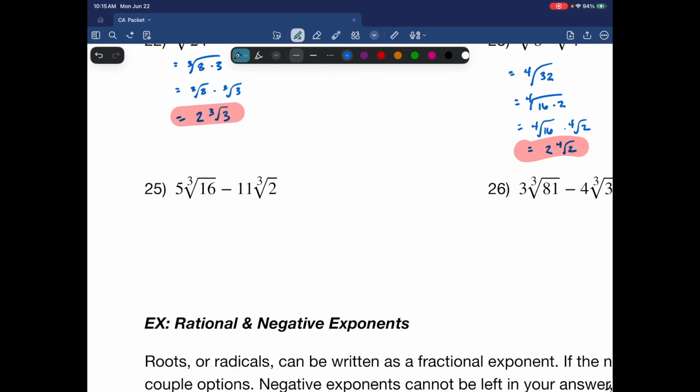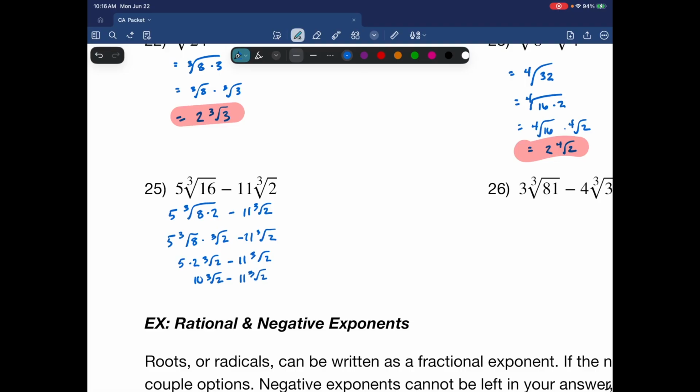Okay, so on 25, I got to subtract. But before I do that, I got to simplify. So 16 is not a perfect cube, but 8 is. So you get 5 times the cube root of 8 times 2 minus 11 cube root of 2. 5, cube root of 8 times cube root of 2 minus 11 cube root of 2. All right, the cube root of 8 is 2, so 5 times 2, cube root of 2 minus 11 cube root of 2. All right, so that's going to be 10 cube root of 2 minus 11 cube root of 2.